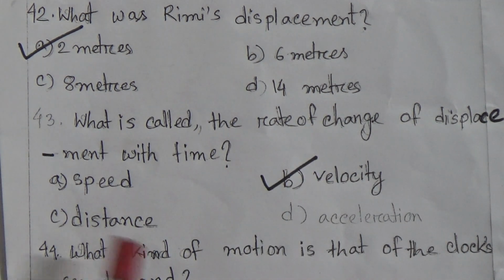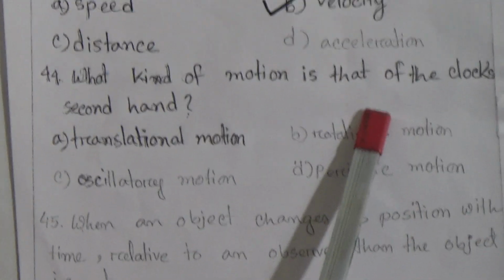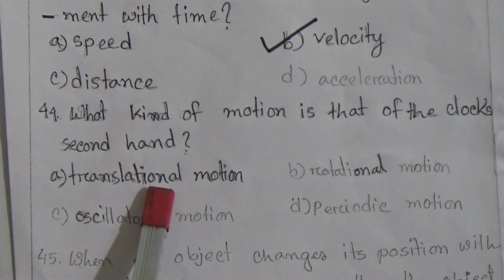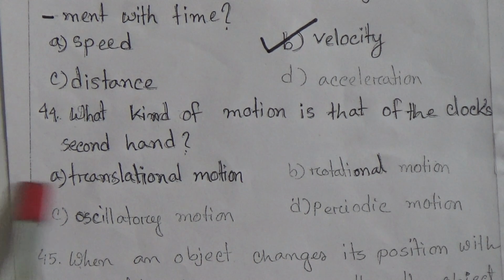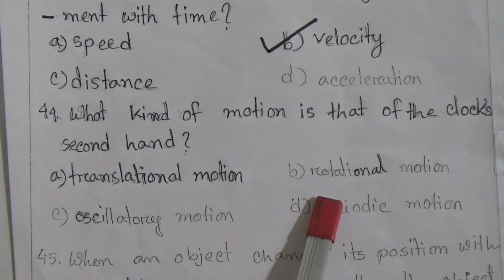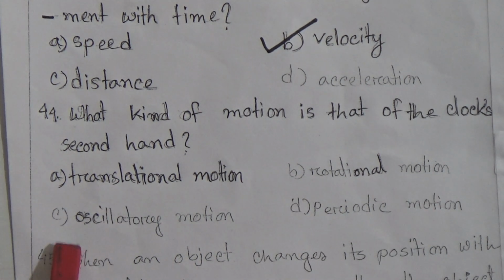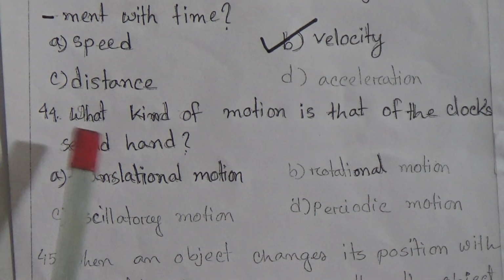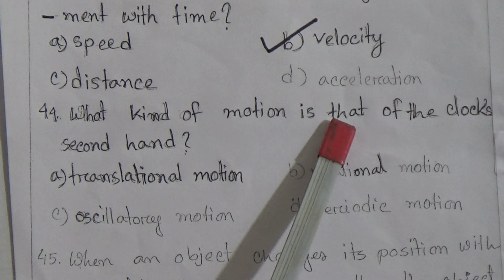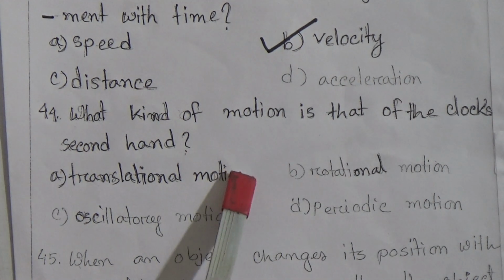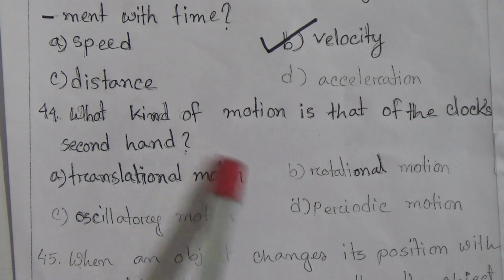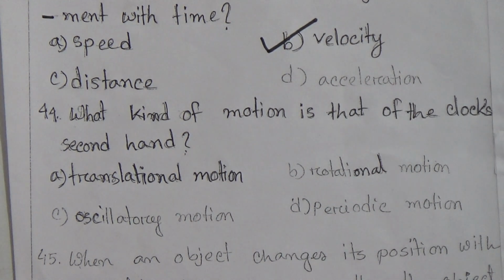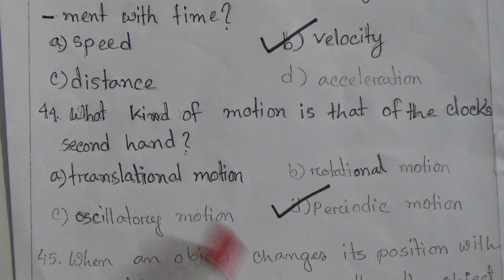Next question, what kind of motion is that of the clock's second hand? Option A, translational motion, option B rotational motion, option C oscillatory motion, and option D periodic motion. Dear students, we know the clock's motion is periodic motion. So our correct answer is option D. Put a tick mark on option D.